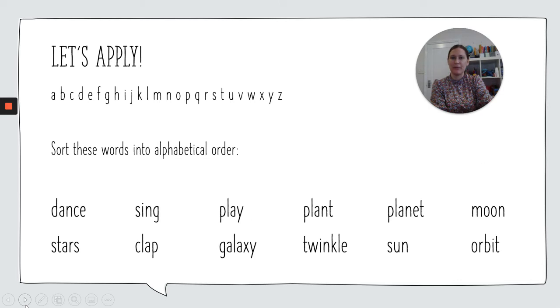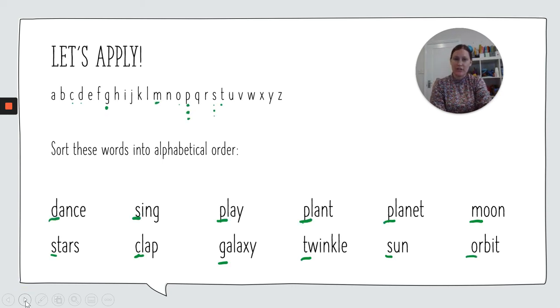Okay, so here's my big list. We're going to have a practice. You might want to pause this screen and have a go at sorting these into alphabetical order yourself. The words we have here are dance, sing, play, plant, planet, moon, stars, clap, galaxy, twinkle, sun, and orbit. Pause now if you want to have a go at putting them into alphabetical order. And then when you're ready, hit play again and work through the list with me.